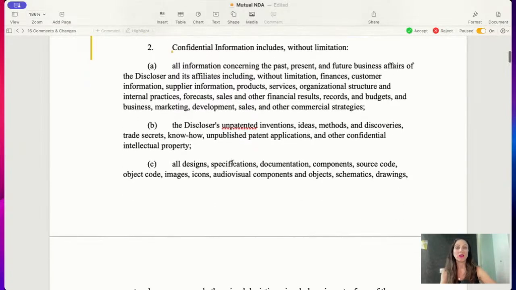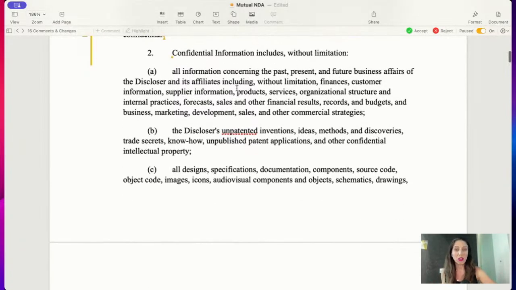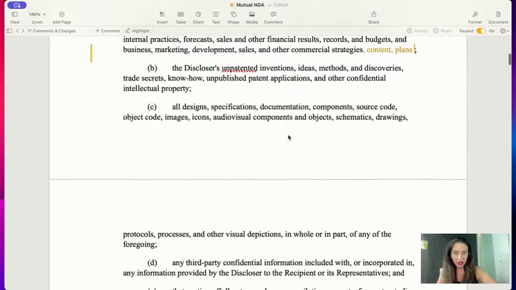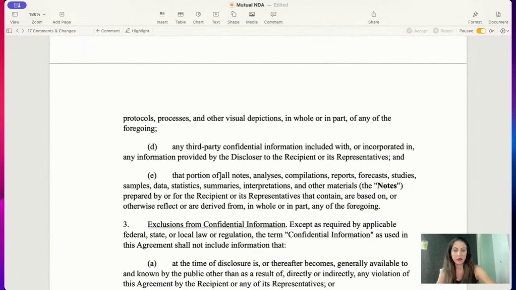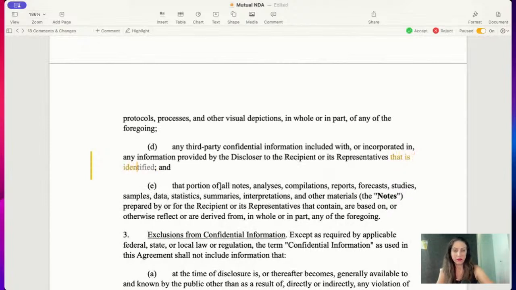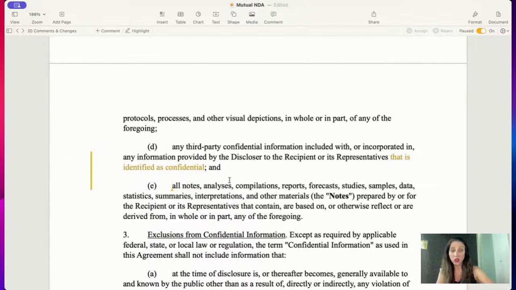All right, confidential information includes all information: business, marketing, sales, other commercial strategies, content, plans, right? Because this is about patents, IP, that is about technology. No, not that portion, we're just going to flat out say all notes.